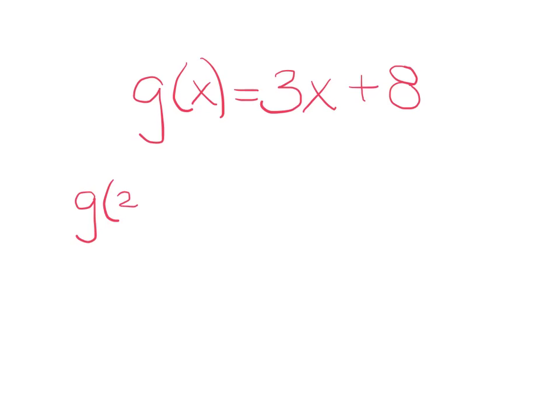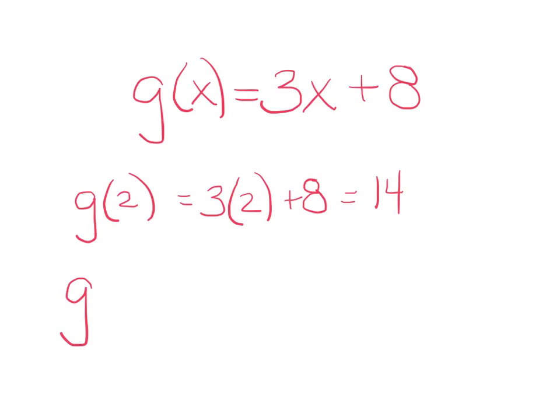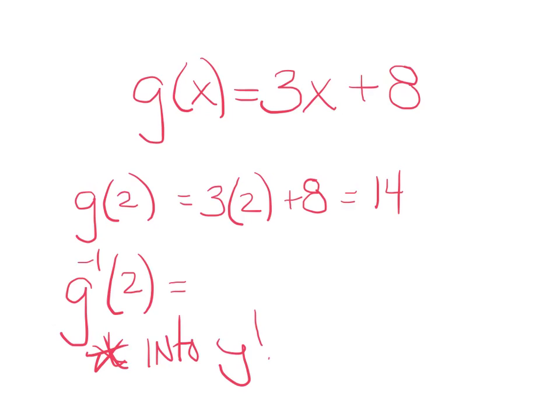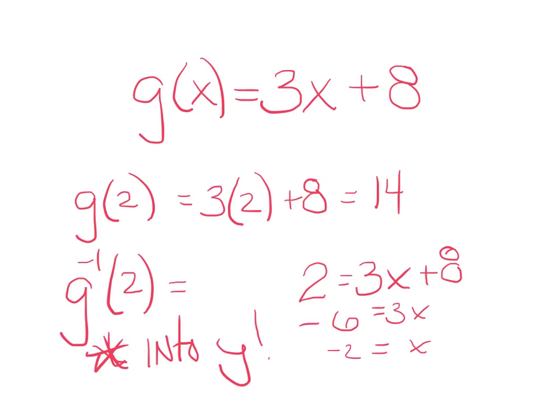If I said g of x equals 3x plus 8, and I want to find g of 2. Okay, by now you should know basically you're replacing all the x's with 2. So I would get 3 times 2 plus 8, and I've got 14. However, if I said find g inverse of 2, I'm no longer plugging 2 into x. The whole key is that you're plugging 2 into y. So I would say this time 2 equals 3x plus 8. Subtract my 8, negative 6 equals 3x, and x equals negative 2.